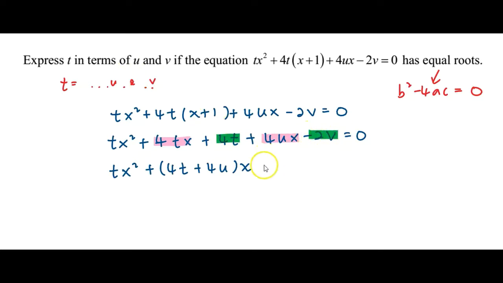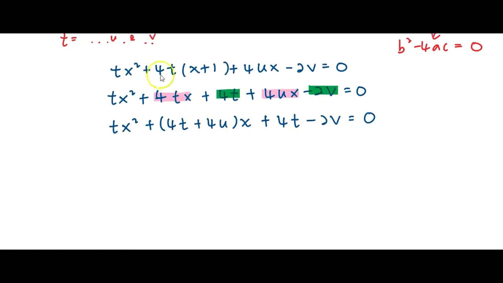So here again, we're going to put it together. 4t minus 2v, this is our constant, that is the c. So our a will be the t, the b will be the coefficient of the x, that is 4t plus 4u, and the constant is 4t minus 2v. So here now you can just write down the value of a, and the b will be 4t plus 4u. C will be 4t minus 2v.